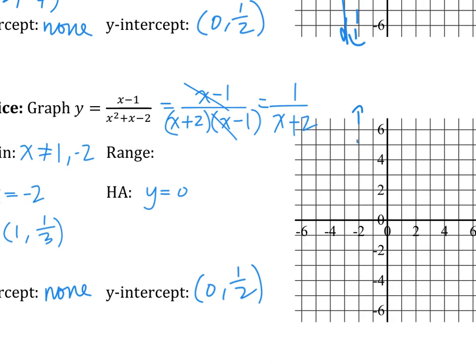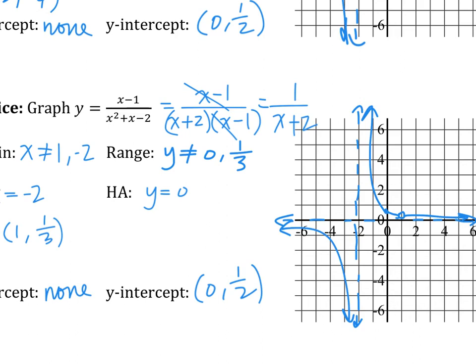X is -2. Y is 0. 1, 1/3 is my hole. So 1, 1/3 is approximately right there. 0, 1/2 is slightly higher. That tells me my graph is going to go like this, without doing a lot of work. So, range, y not equal to what? 0 and, not 1/2, 1/3.